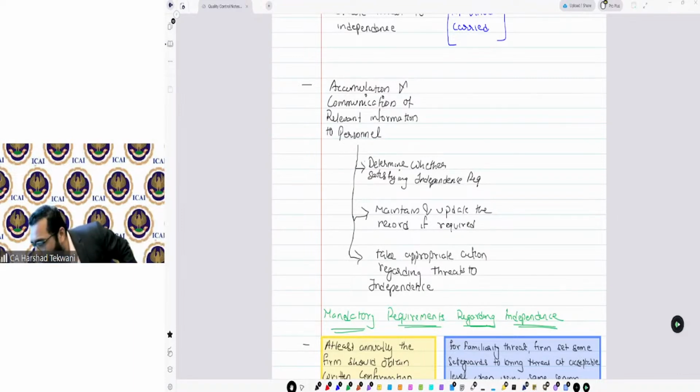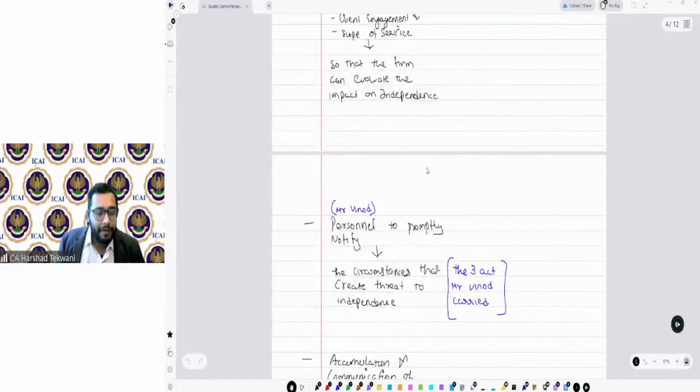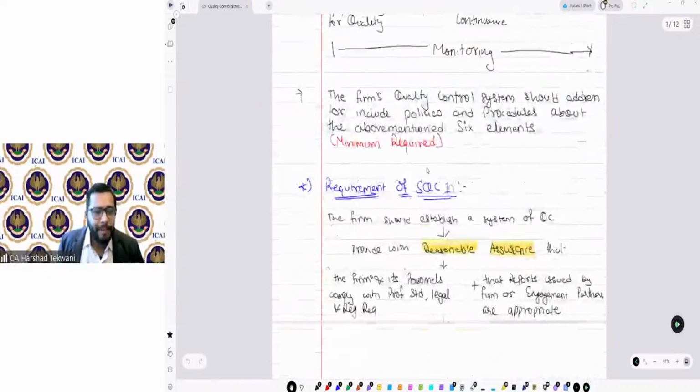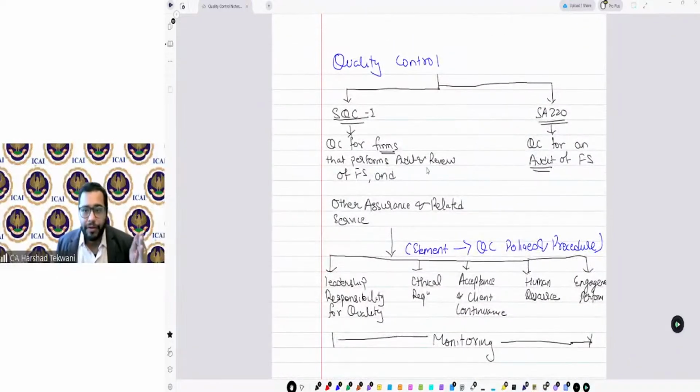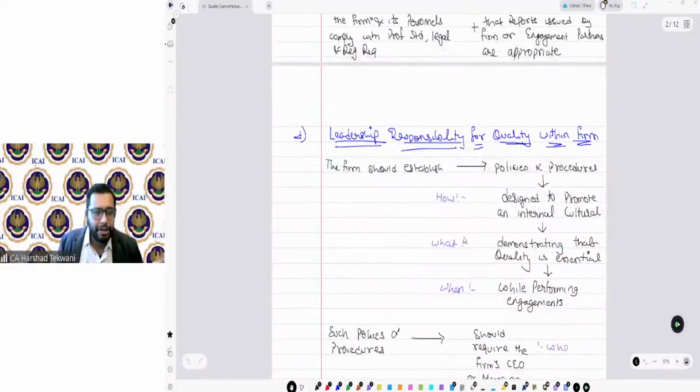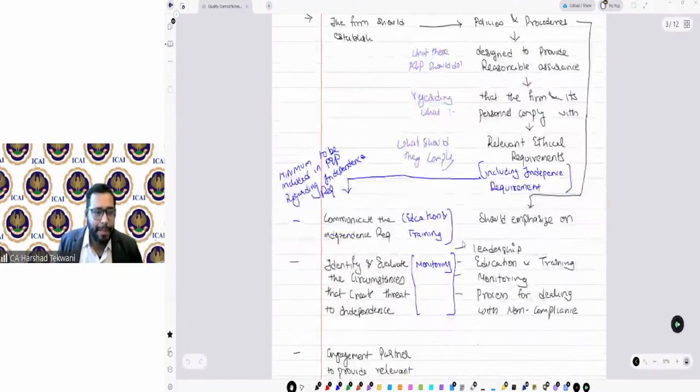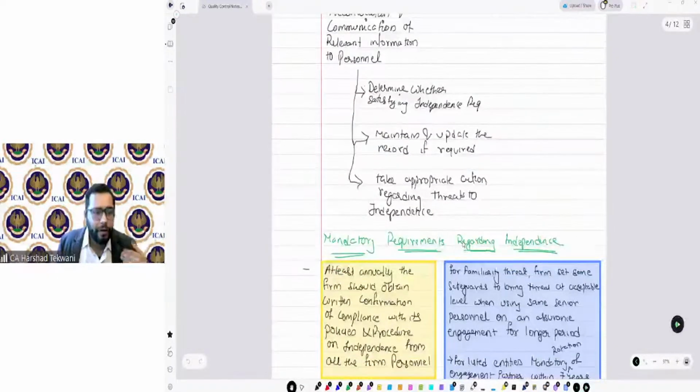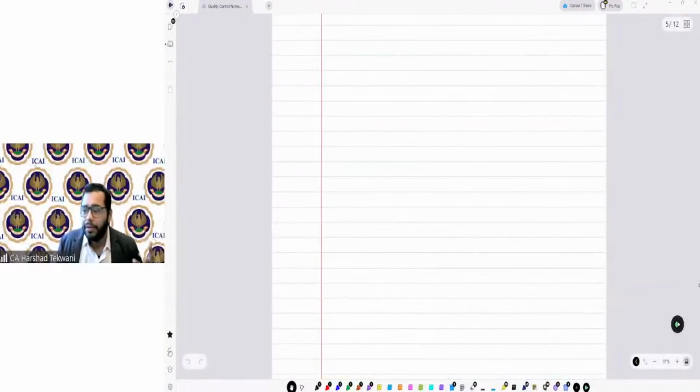Basically, just a quick recap with respect to the previous session, what we were discussing. We were discussing various aspects of the SQC1. SQC1 provides details on the various aspects. For example, leadership responsibility for quality within the firm, ethical requirements. Then you have mandatory requirement for independence. So there were many requirements as a part of SQC1, and we were looking into those requirements.